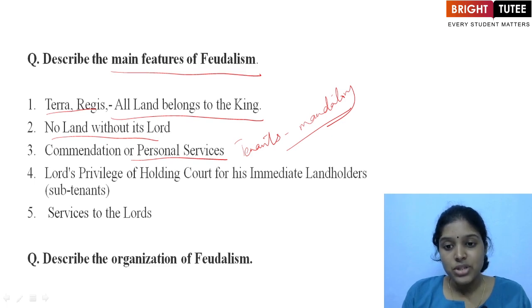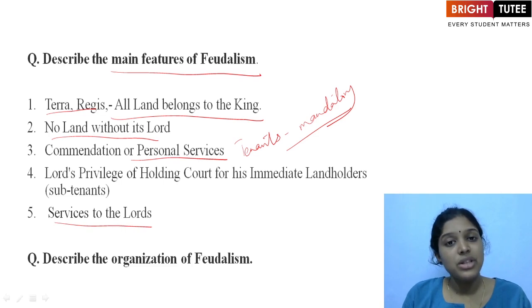And the lord's privilege of holding court for his immediate landholders. So the king and the other lords had the right to decide whom he should give the land to. That is the special privilege, and the services to the lords. So when the tenant is serving the Lord, in return the Lord gives them protection. So you'll have to go into the details of what kind of services the tenants were supposed to give, and in return, how did the Lord respond and how he gave protection to his tenants.